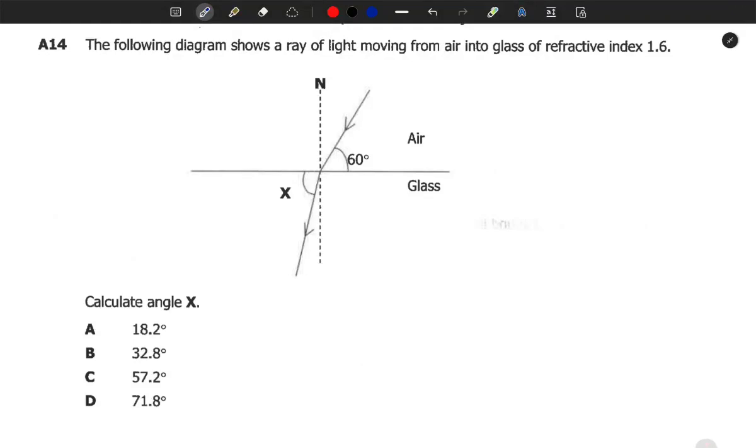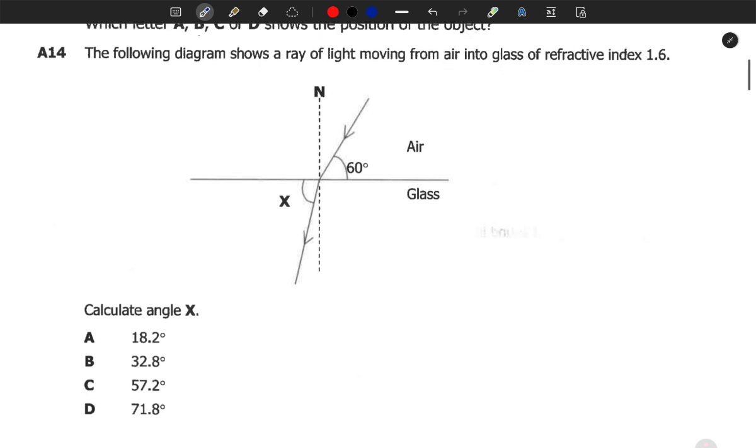Question F14 in the 2024 G12 Science Physics exam. The following diagram shows a ray of light moving from air into glass of refractive index 1.6. Now the question is, calculate angle X. How I wish they said calculate this angle. Nevertheless, they asked.